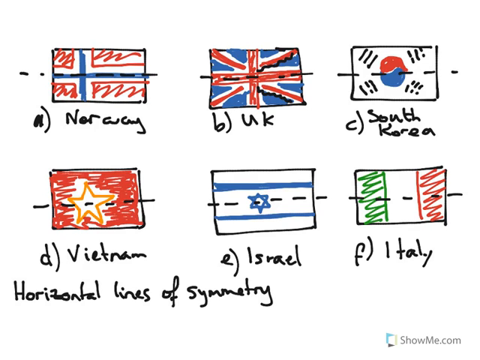So here we're looking at different lines of symmetry. We're looking at these 6 flags from Norway, UK, Korea and Vietnam, Israel and Italy, and trying to decide which one of these 6 flags have a horizontal line of symmetry.